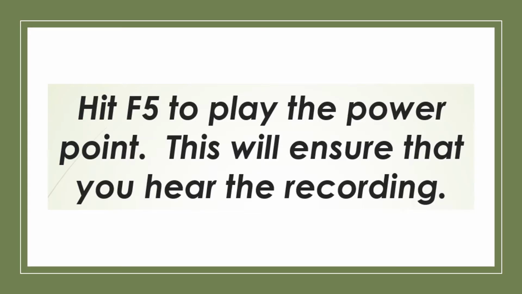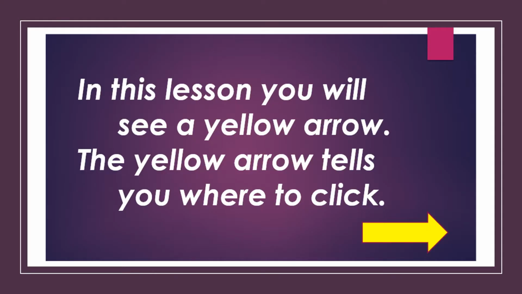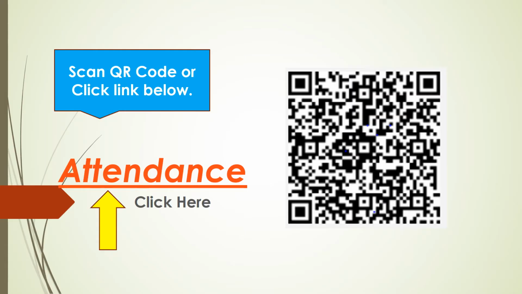Make sure that you hit or press the F5 to play the PowerPoint. This will ensure that you are hearing the recording. In this lesson, you will see a yellow arrow. The yellow arrow tells you where to click. Make sure that you scan the QR code right here, or you can press the word attendance and it will go directly to the attendance form to fill out.